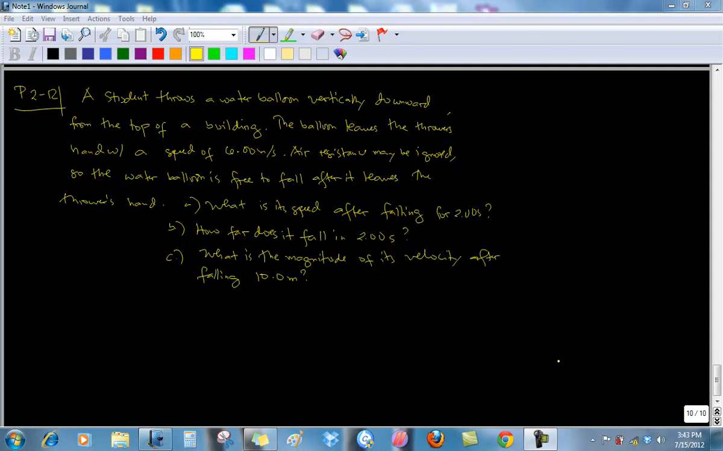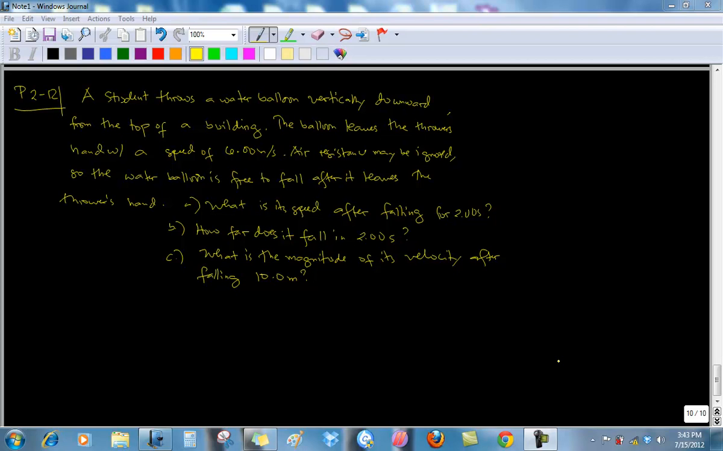Okay, so this is problem 2-12 in the book. It states that a student throws a water balloon vertically downward from the top of a building. The balloon leaves the thrower's hand with a speed of 6.00 meters per second. Air resistance may be ignored, so the water balloon is free to fall after it leaves the thrower's hand. Alright, what is the speed after falling for 2.00 seconds?